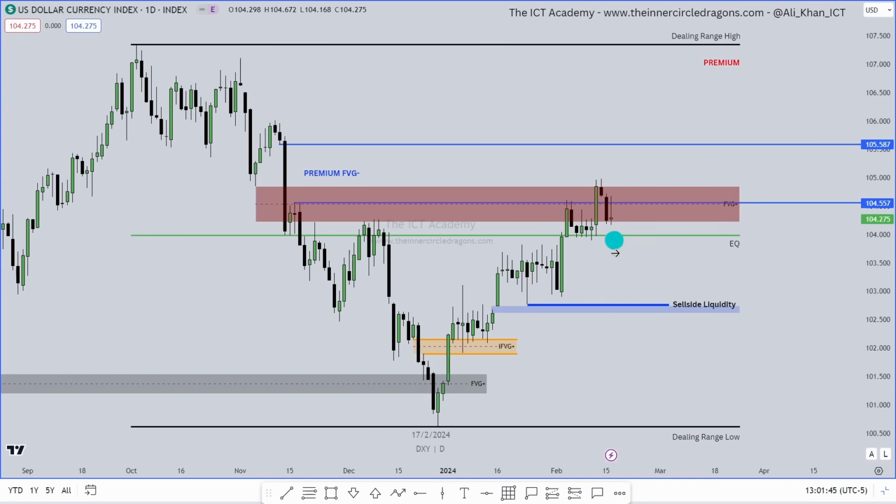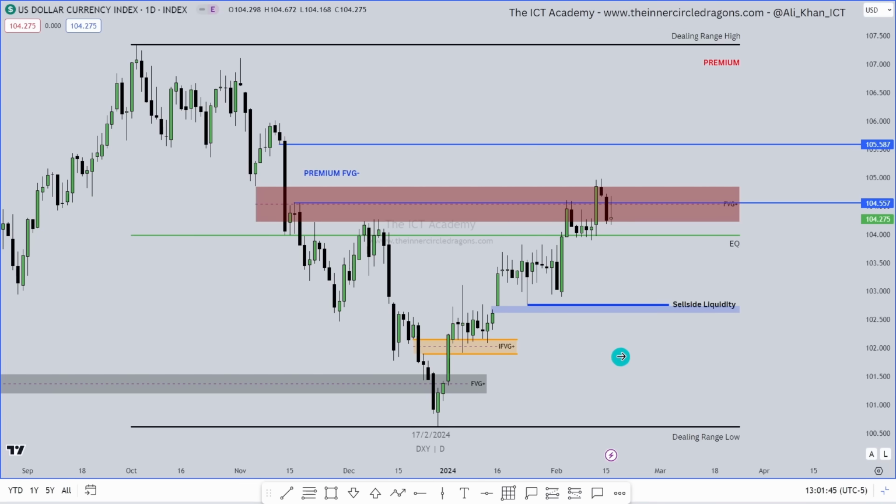I want to see a displacement lower and leave a fair value gap. And then I want to see price come back into that fair value gap and then potentially run lower for the sell side liquidity here and close in this gap. Again, I would have to assess what price is going to do once we get back down to this level.